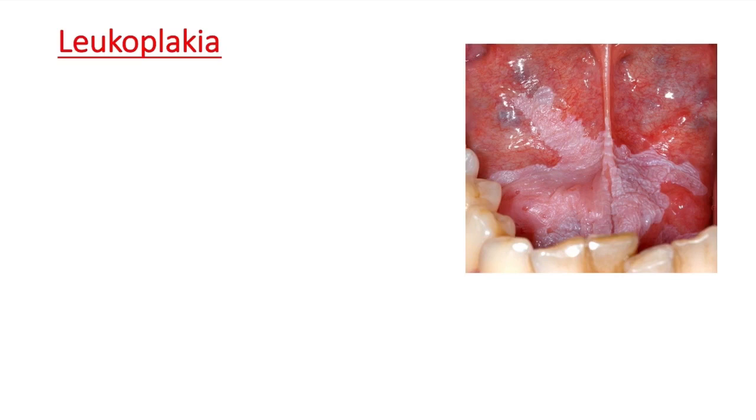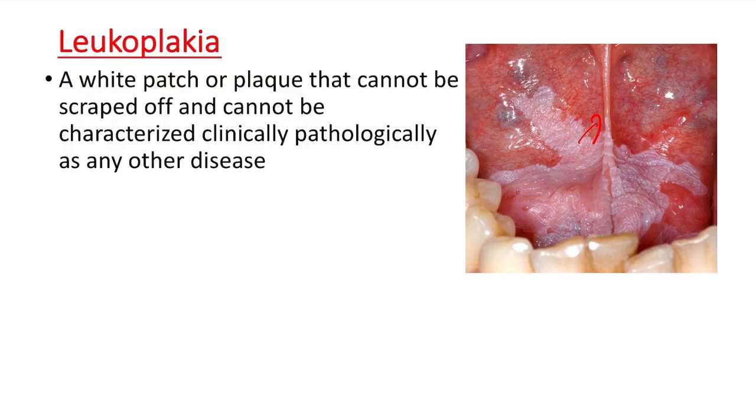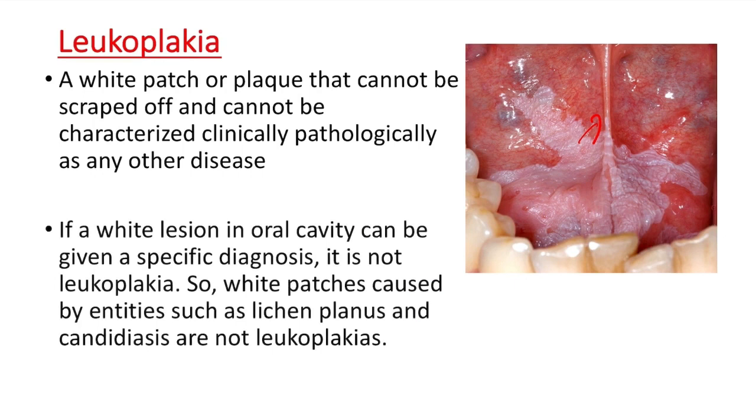You can see white patches arising on the ventral surface of the tongue. A white patch or plaque that cannot be scraped off and cannot be characterized clinically or pathologically as any other disease. If a white lesion in the oral cavity can be given a specific diagnosis, it is not leukoplakia. So, white patches caused by entities such as lichen planus and candidiasis are not leukoplakia. They are infections.